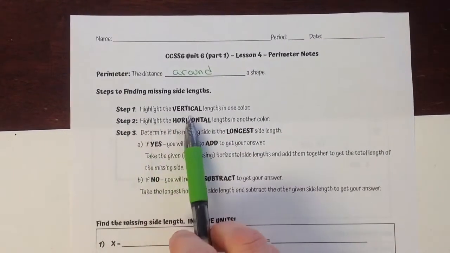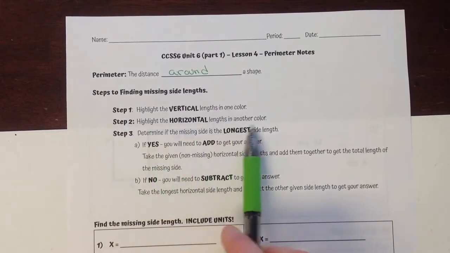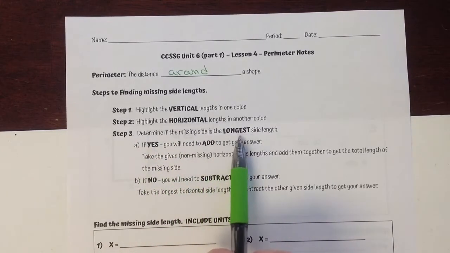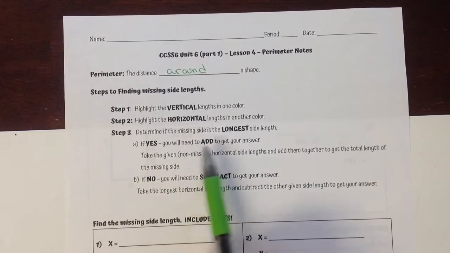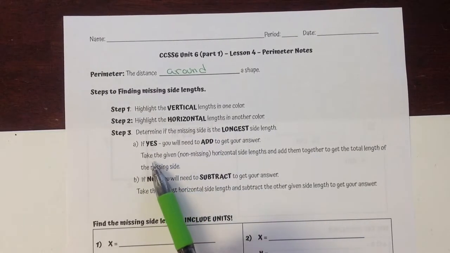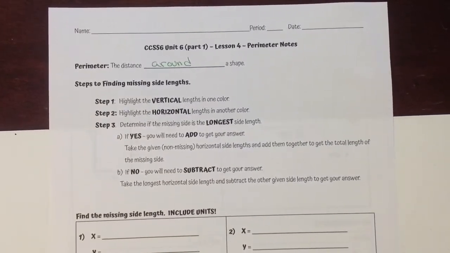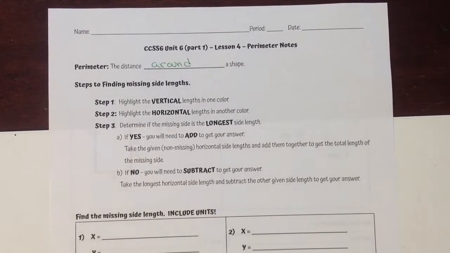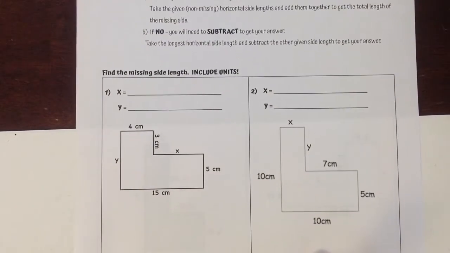Step 1, you're going to highlight the vertical lengths in one color, and then you're going to highlight the horizontal lengths in another color. Step 3, determine if the missing side is the longest side length. If yes, you will need to add to get your answer. Take the given non-missing horizontal side lengths and add them together to get the total length of the missing side. If it's not the longest length, if you say no, you will need to subtract to get your answer. So that will make a little more sense when I do the examples for you.